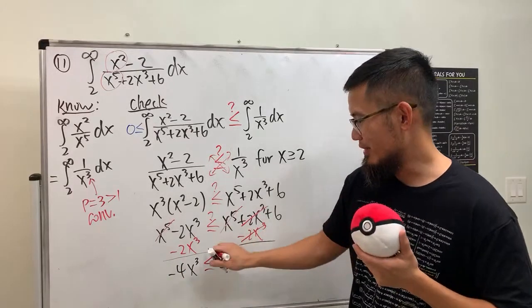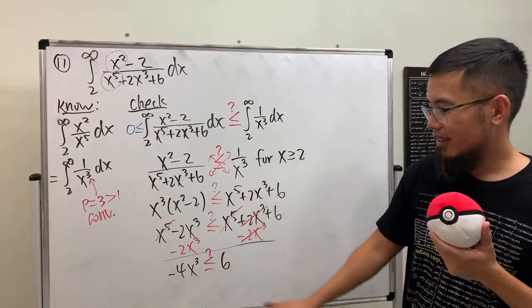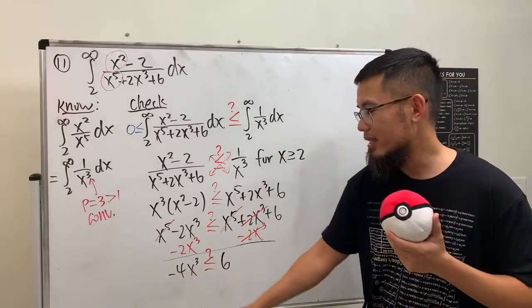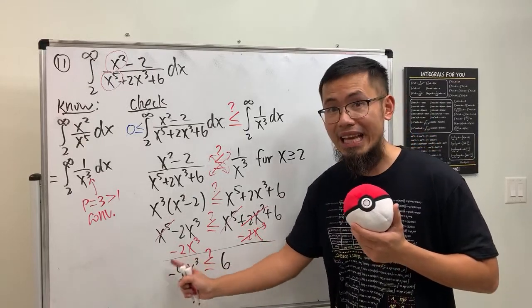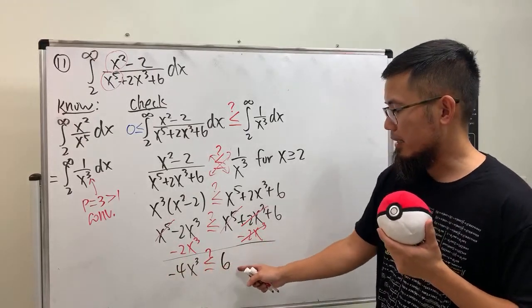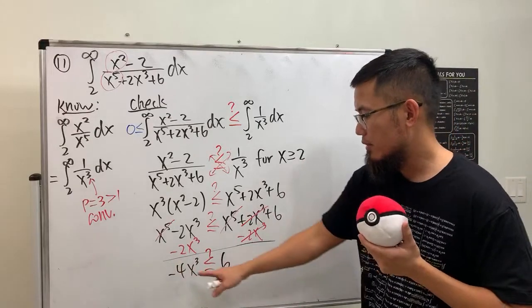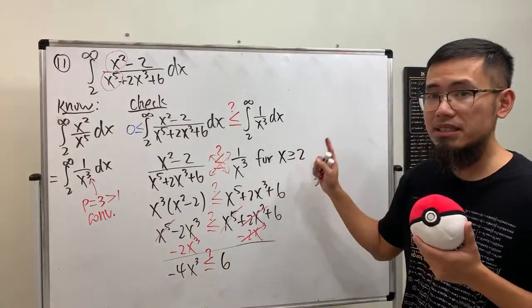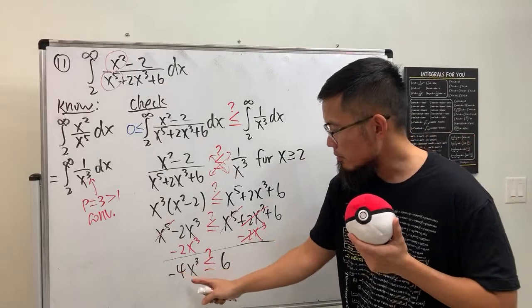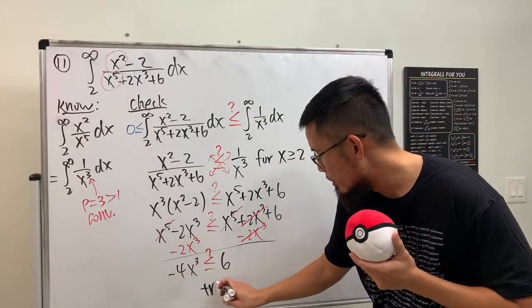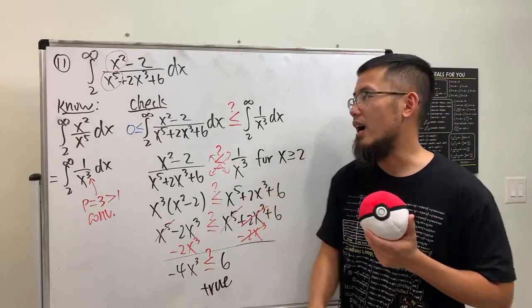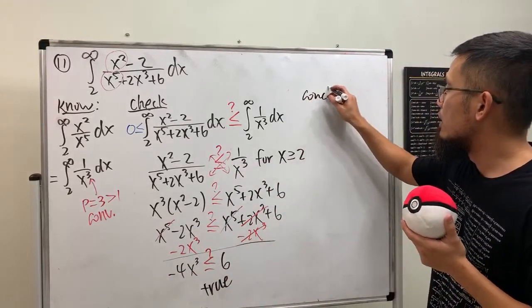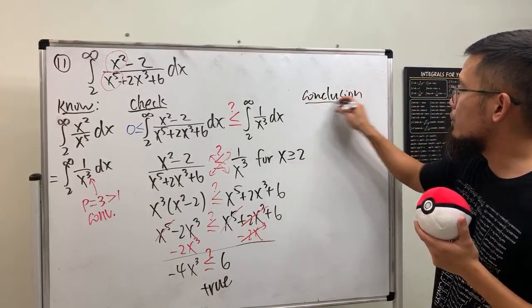Is this true? This is true because x to the third power times negative 4 is always negative. Is this less than or equal to a positive 6? Yes, right? This is true on this interval. So it's true. Congratulations, because with this we can move on to our conclusion.